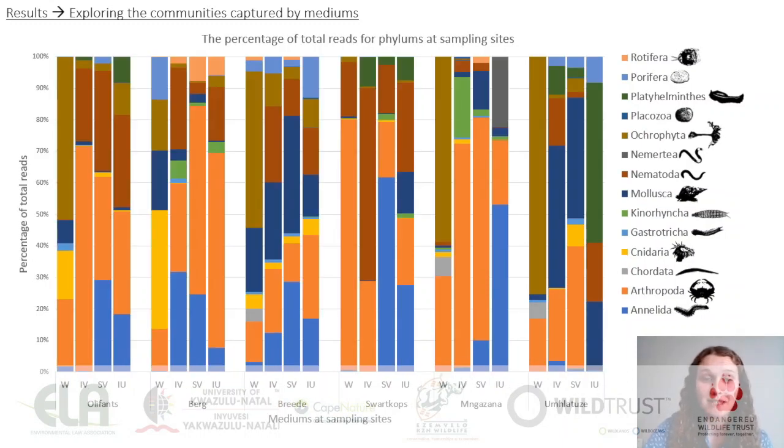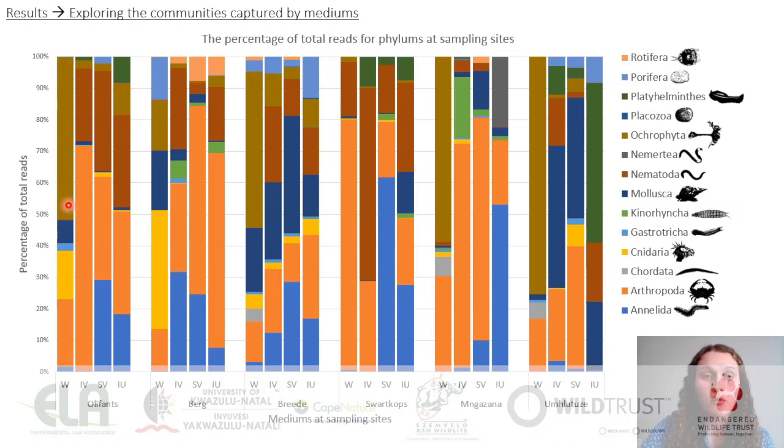This is more informative. So this is proportional. Here we have the percentage of total reads. Off the bat, we can see that there is some strong community structuring between mediums. But generally, the sediment samples tend to have a more similar community structure than their water counterparts. Now there's lots we can read off this graph, but just two things I want to point out. Firstly, the water samples have a high proportion of Ochrophyta, which is the brown algae.